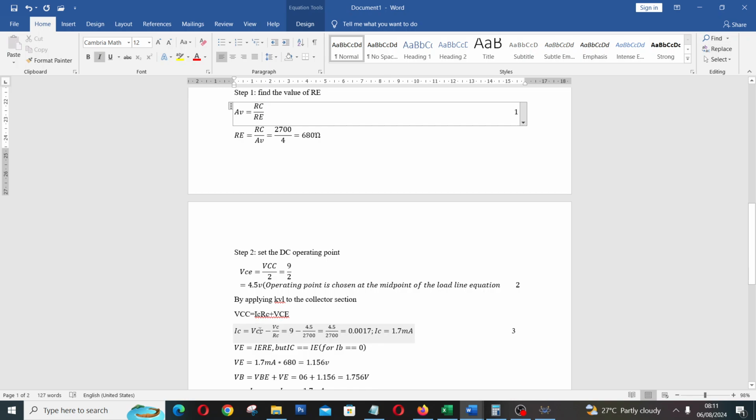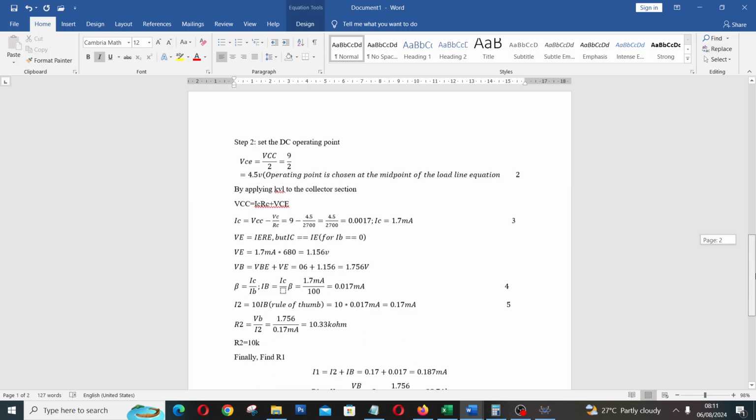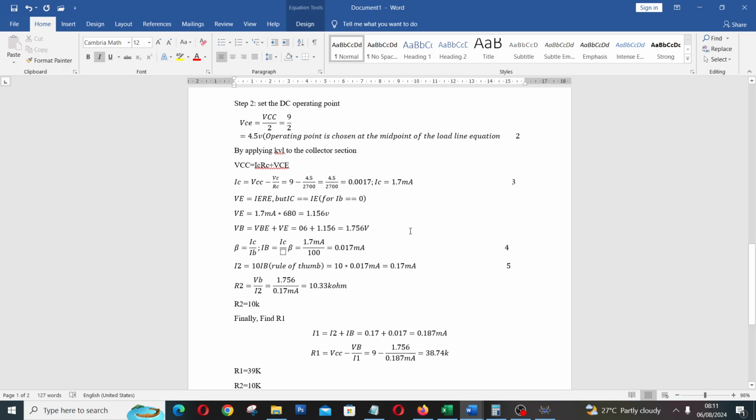VCC is known to be 9 volts. VCE at the quiescent point, that is the operating point, is 4.5 volts. Then RC is 2.7 kilo ohms. So if we substitute everything, we get 1.7 milliamps as the current that is flowing in the collector.